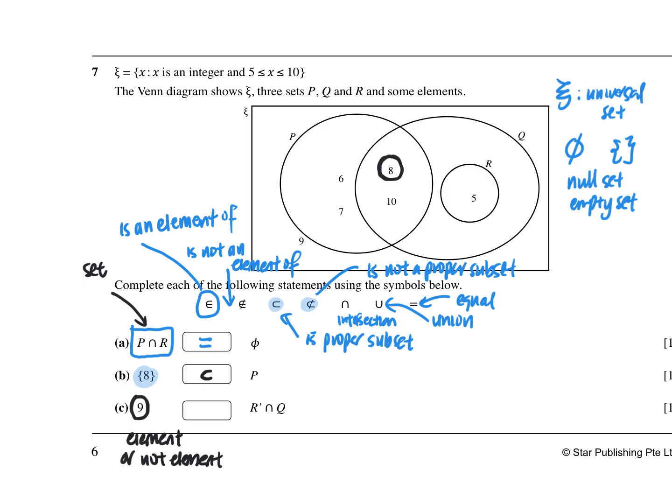Okay, then last one, this one, 9. 9 is here. Okay, I hear the bell already. 9. Not an element. Is it an element of R prime intersect Q? So R prime is everything outside of R, to intersect with Q. So this part, this donut here that you see. So is 9 an element of this? No. So you just write it's not an element of. Okay? Yeah, that's it.